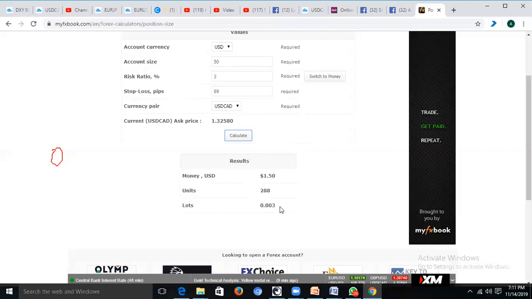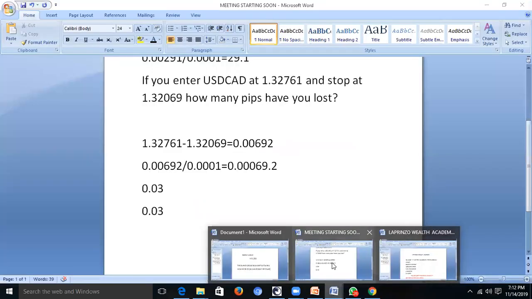This is what is called nano lot, and because there is nothing like nano lot, with this kind of calculation, you just have to trade with 0.01. That's all, one position, because you cannot trade 0.003. No broker offers that kind of lot size for you to trade. So you just trade with 0.01. That is one micro lot. That is 10 cents per pip. Nothing more.